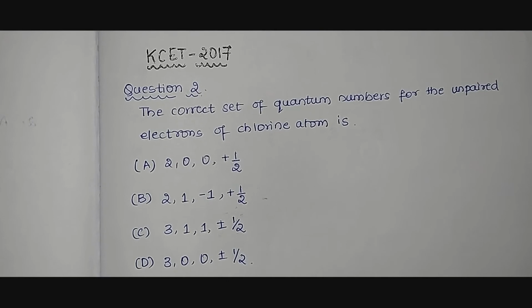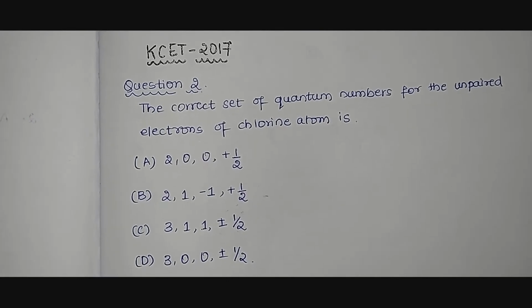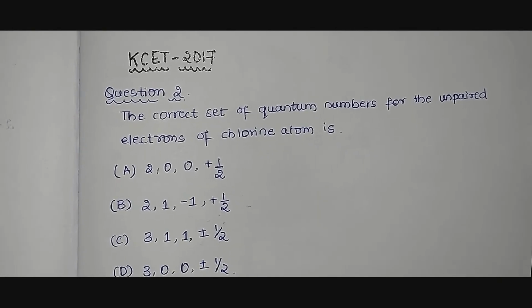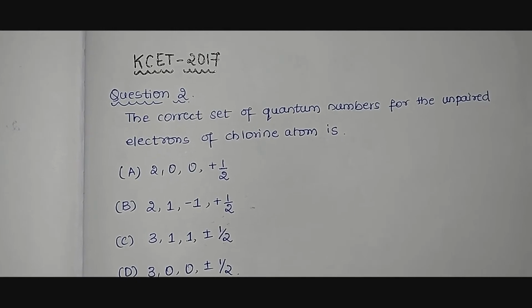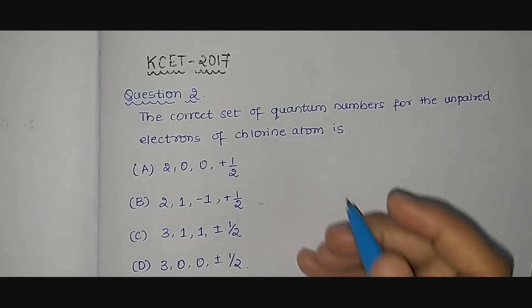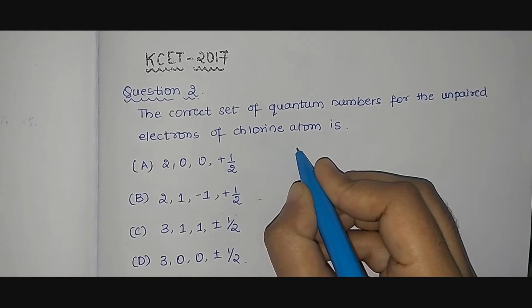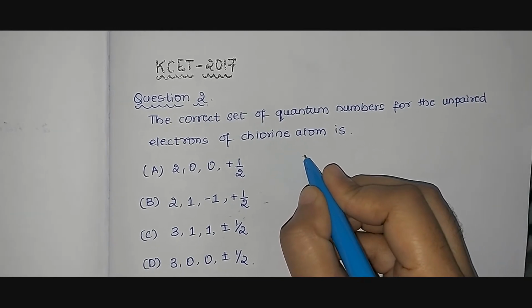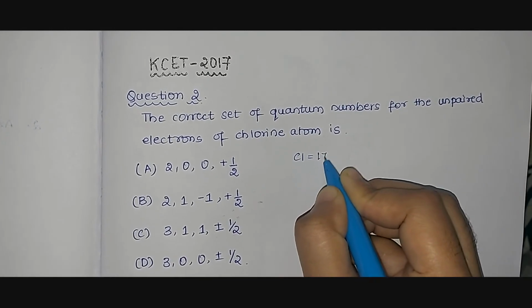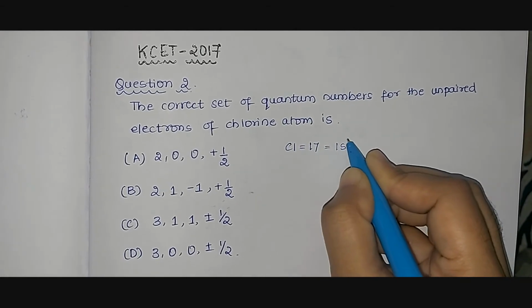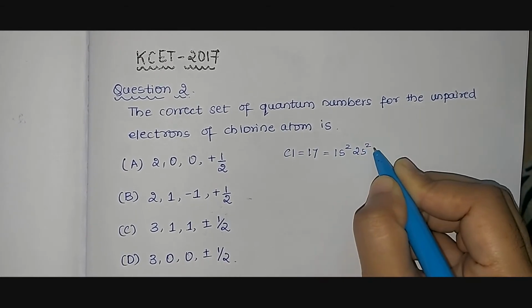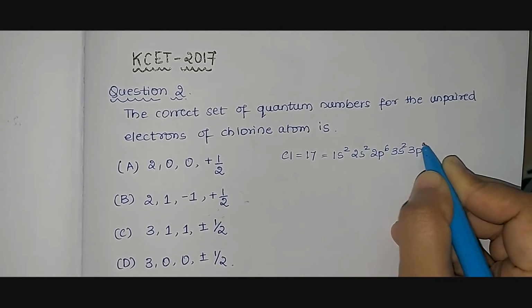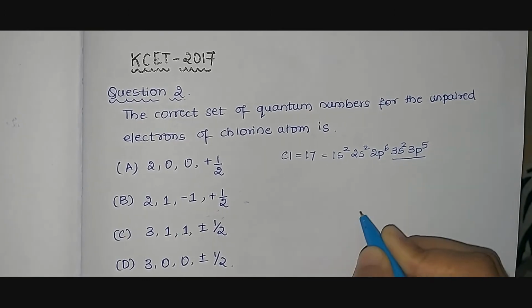To understand it better, let us go with the problem which was asked in CET 2017. It was question 2, and the question was: the correct set of quantum numbers for the unpaired electron of chlorine atom is. So first we need to write its electronic configuration, and please dear students, remember that you should know the elements from atomic number 1 to 30. Chlorine has the atomic number 17. Its electronic configuration is 1s2, 2s2, 2p6, 3s2 and 3p5. So this becomes the outermost shell.